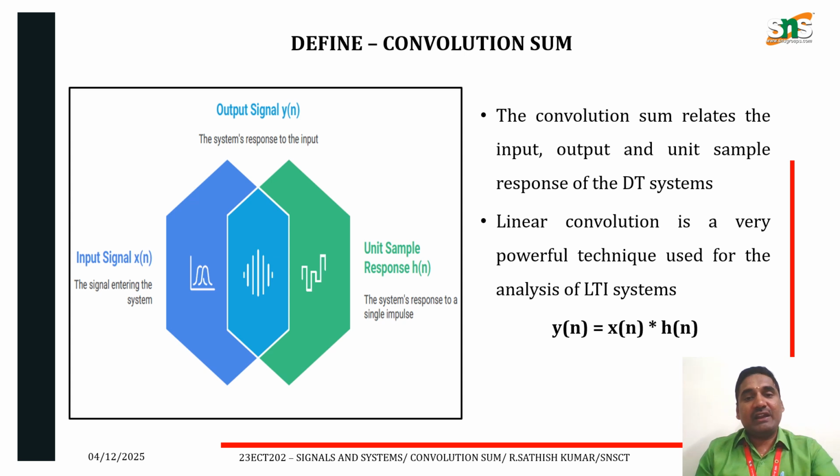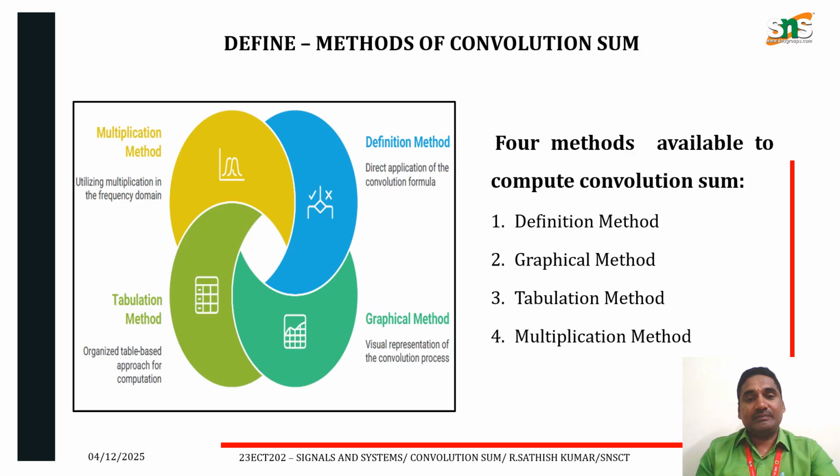Next one, define convolution sum. The convolution sum relates the input, output, and unit sample response of the DT systems. Linear convolution is a very powerful technique used for analysis of linear time invariant discrete time systems. Output y of n is equal to x of n convolved with h of n. That is nothing but input signal convolved with impulse response signal.